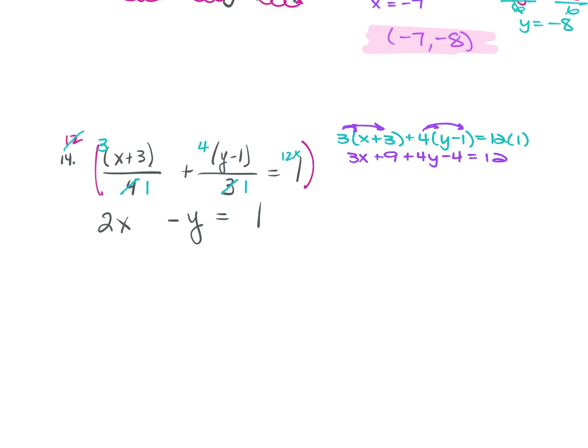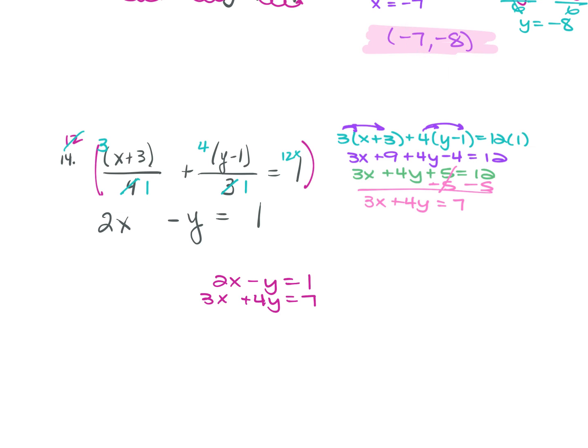You have like terms between the 9 and the negative 4, which gives you 5. So that's 3x plus 4y plus 5 is equal to 12. Move your 5 over, subtract it from both sides. You have 3x plus 4y is equal to 7. Now you are working with 2x minus y is equal to 1, and 3x plus 4y is equal to 7.